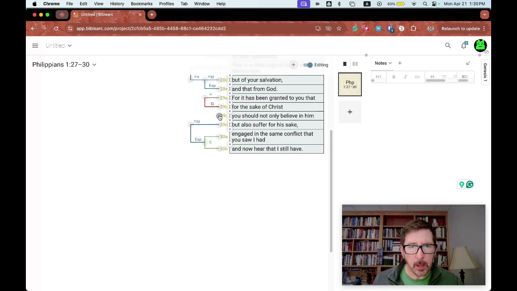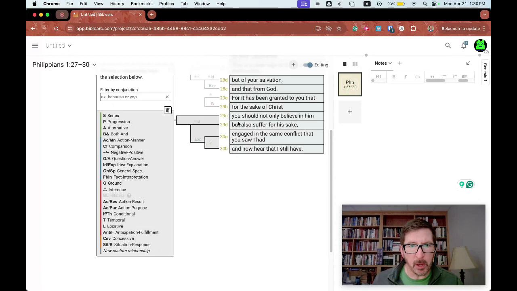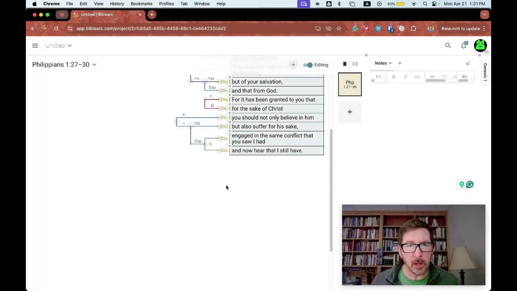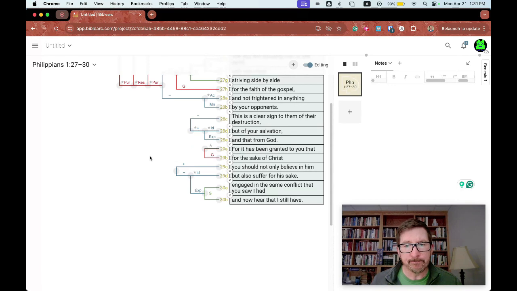Okay. Now, we have this right here. Again, this word "but" does make sense because it is a contrast. It is a negative positive, or positive negative I should say, that you should not only believe in him, but also suffer for his sake. Both these things are going to be true about the believer. You should believe in him, but you're also going to suffer for him. And so there's a negative and a positive aspect of being a believer.